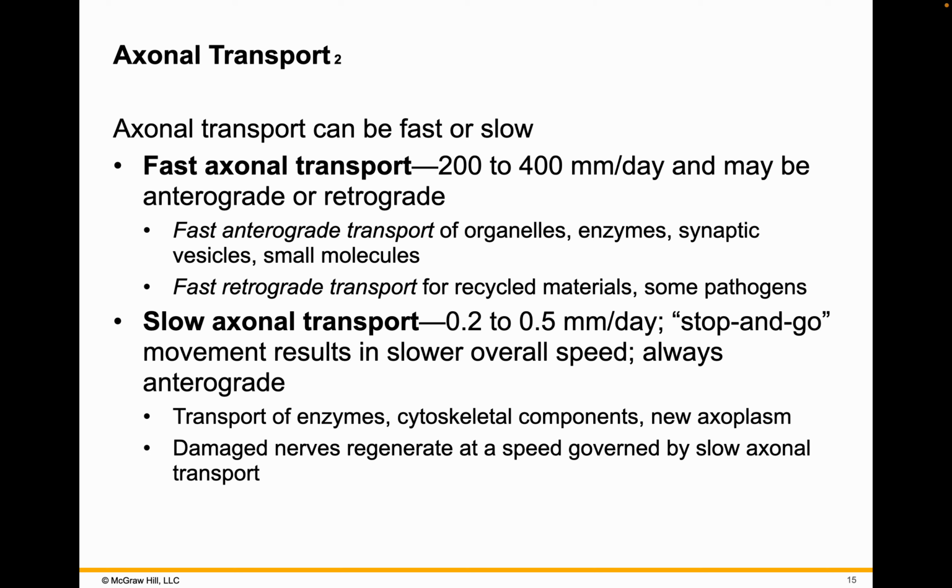Slow axonal transport is 0.2 to 0.5 millimeters per day. That's a stop and go movement. It results in the slower speed. That is always anterograde. This is how we transport enzymes, cytoskeletal components, new axoplasm. Damaged nerves regenerate at a speed governed by this slow axonal transport, 0.2 to 0.5 millimeters a day.